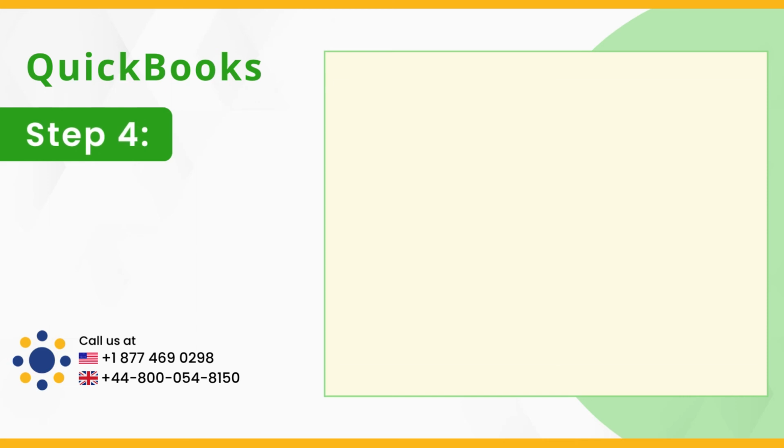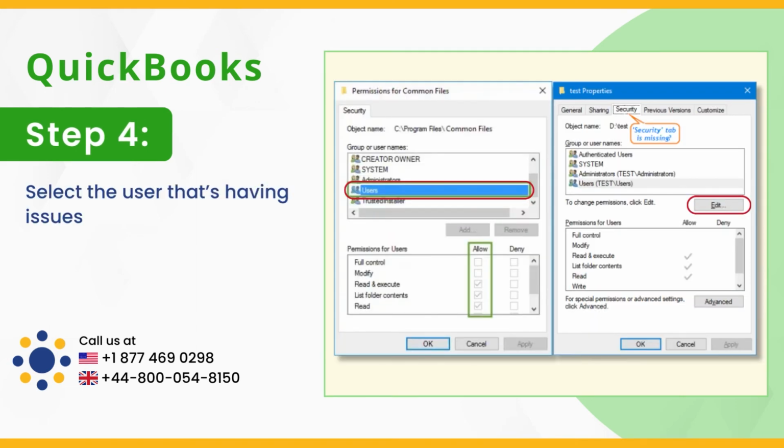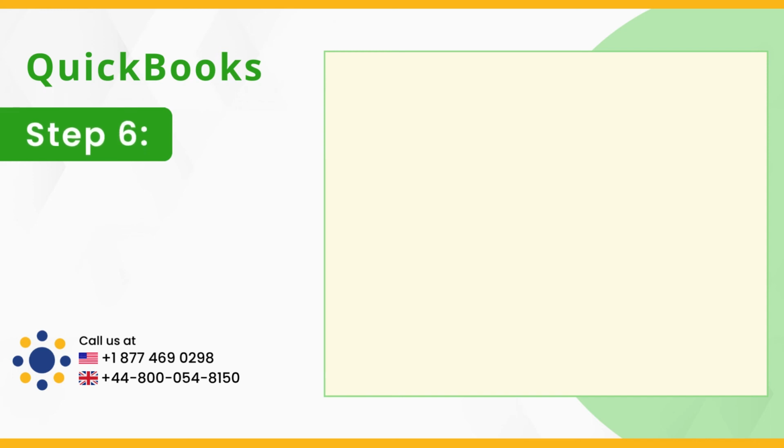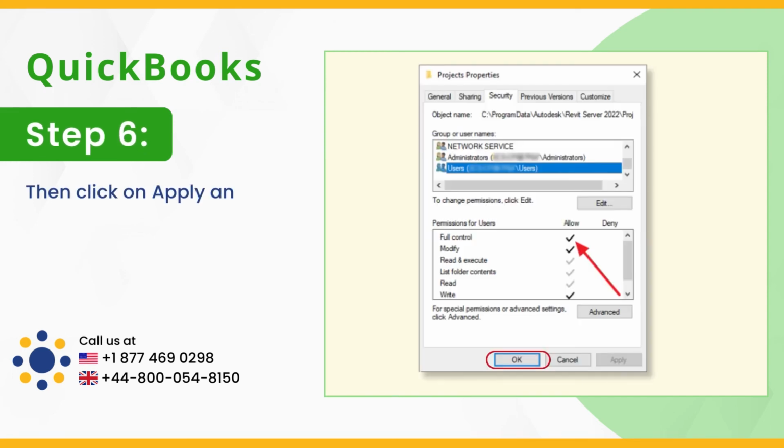Step 4. Select the user that's having issues and click Edit. Step 5. Check Allow for full control. Step 6. Then click on Apply and OK to save the changes.